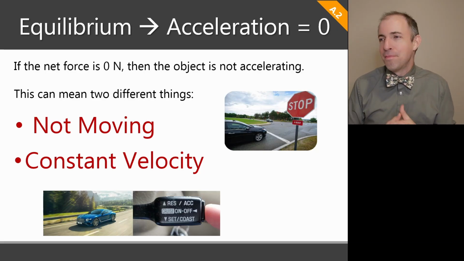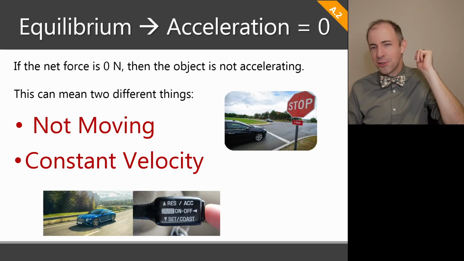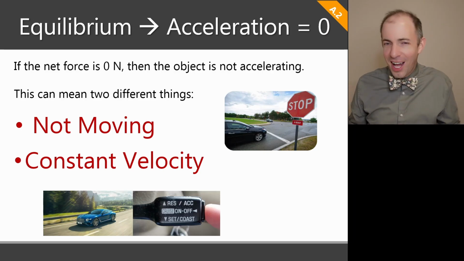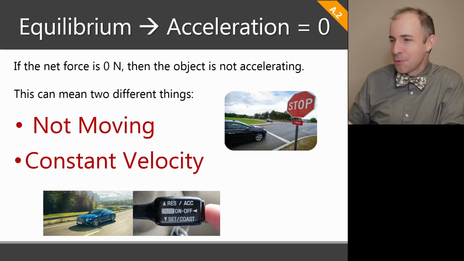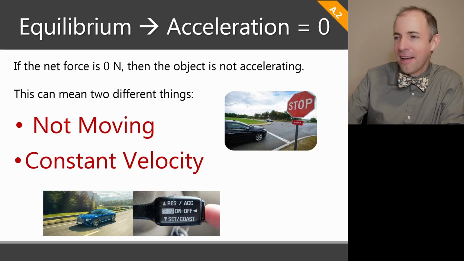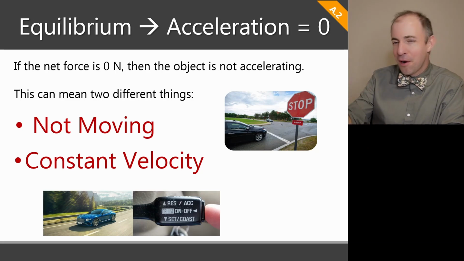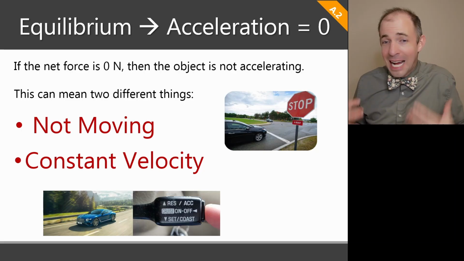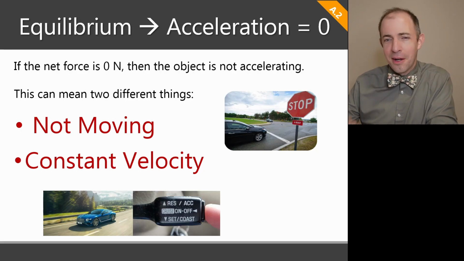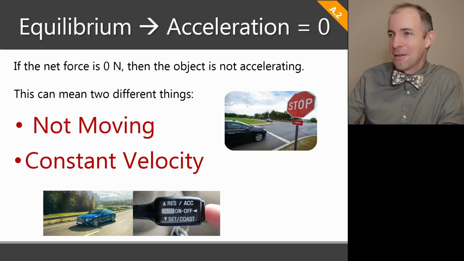And the reality is, both of these are constant velocity. Not moving is just constant zero. Constant velocity captures all the other possibilities. You are cruise controlling down the highway. The force of your engine perfectly counteracts the force of friction, and you are not speeding up or slowing down, or going in a straight line at an acceleration of zero.